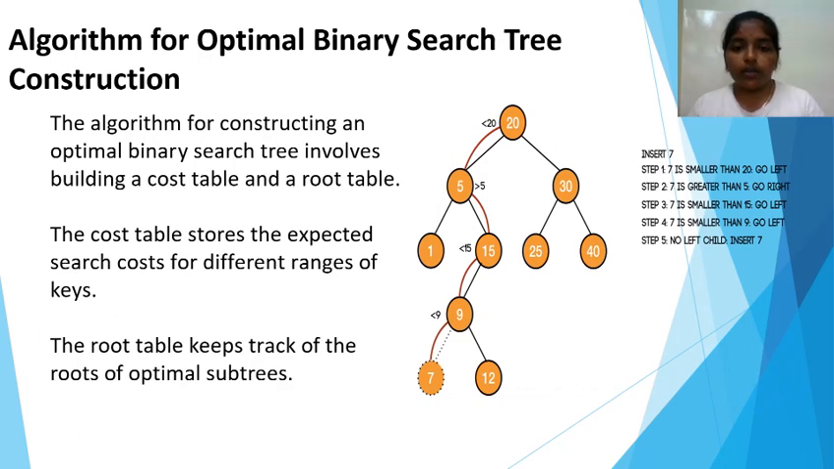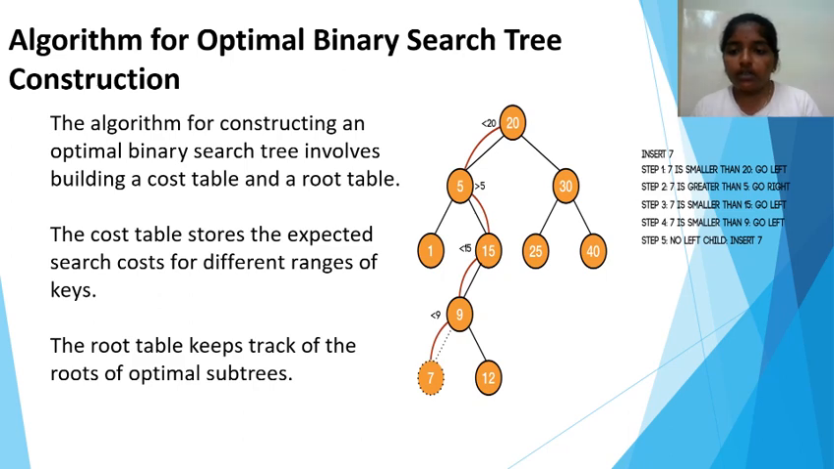Algorithm for optimal binary search tree construction. The algorithm involves building a cost table and a root table. The cost table stores the expected search cost for different ranges of keys. The root table keeps track of the root of optimal subtrees. Now I will give the algorithm and steps for how to construct the binary search tree.